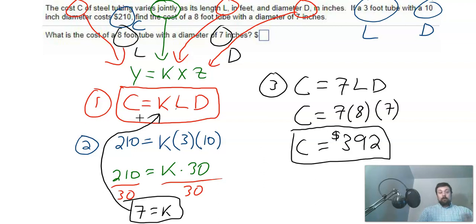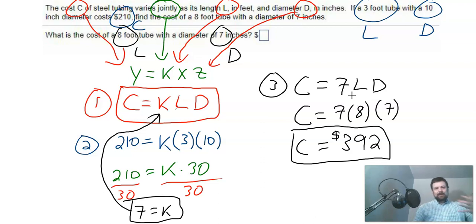Then that's level 1, right? I have the formula. Level 2 is to find the value of k. And so I take the numbers that they gave me here, plug them in. So 210 for the cost. The length is 3. So again, you have to kind of identify what variables these should get plugged into. The diameter is 10 inches. And then we solve for k. So 3 times 10 would be 30. Divide that to the other side. You get k is equal to 7. Plug that into the formula. So now you have this equation you can answer the question with.